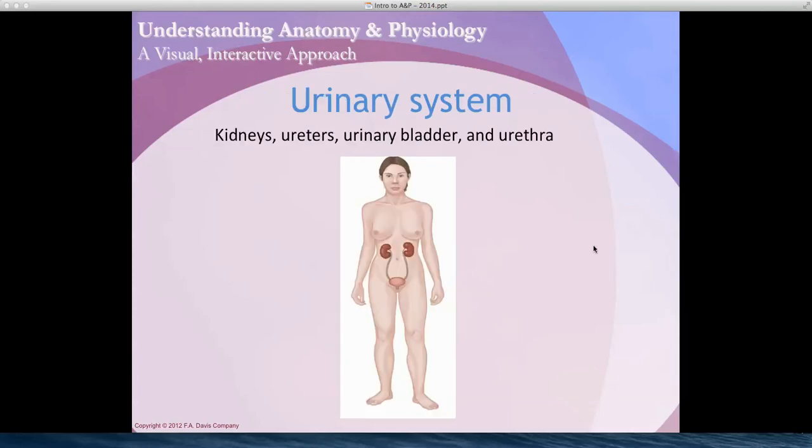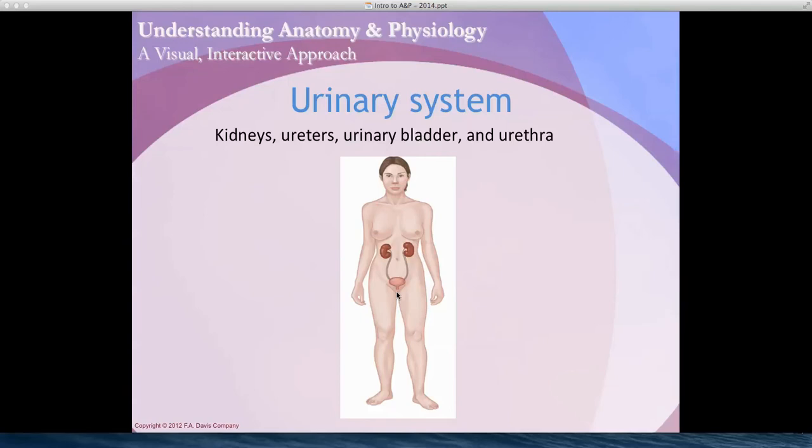The urinary system's next. The primary parts of the urinary system are the kidneys. We have 2 kidneys, 2 ureters, 1 bladder, and 1 urethra. The male urinary system also plays a part in the male reproductive system because the urethra goes through the penis, and that part of the urethra shares some of its function with the male reproductive tract, which again, we'll talk about in greater detail.